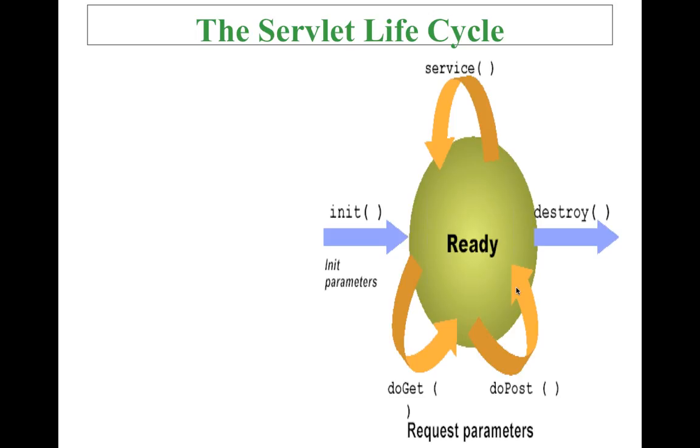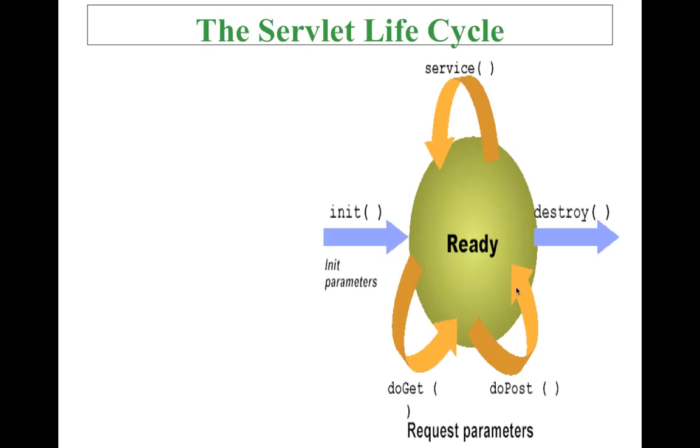Okay, so what is this doGet and doPost? We'll talk about that in a bit. But the life cycle is very important. Init is where the servlet object is created and set with all the initial parameters. Service is where the actual execution happens. And destroy is where the object is destroyed. When you shut down Tomcat, that's when it gets destroyed.